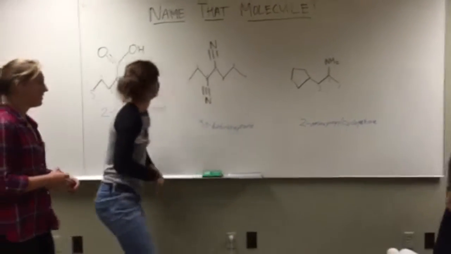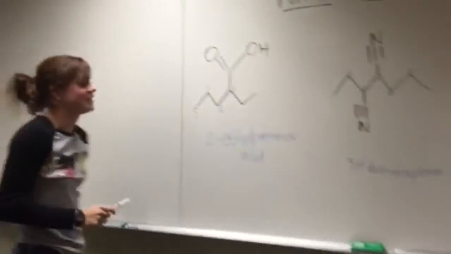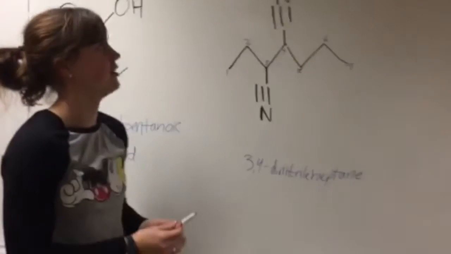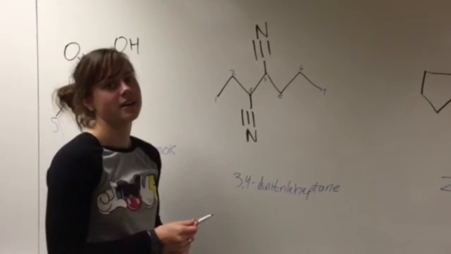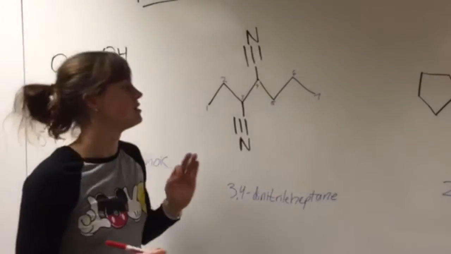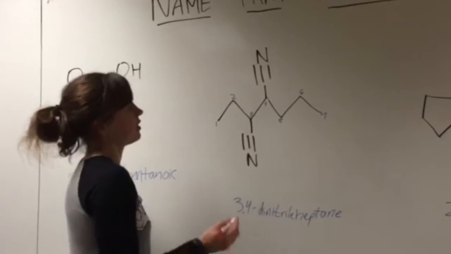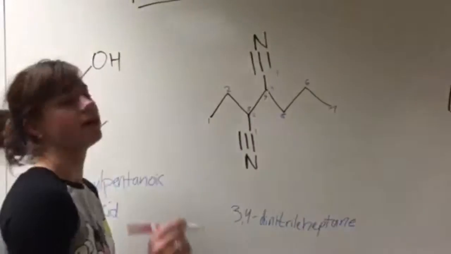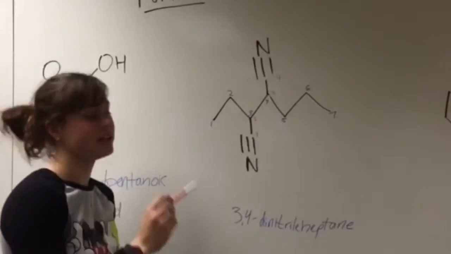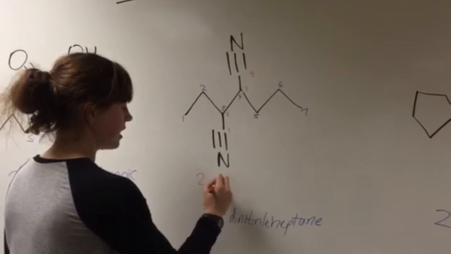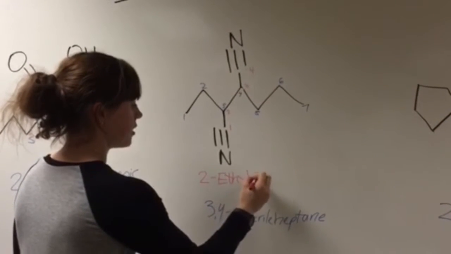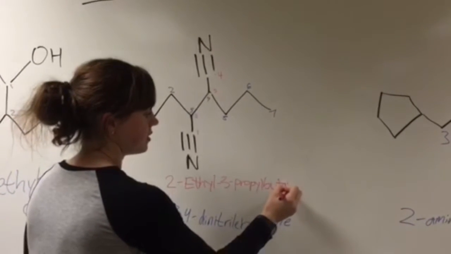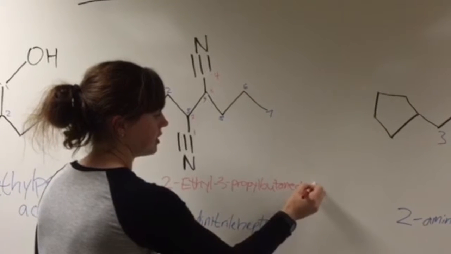All right, Miss Master, grade her, please. All right, so for number 1 here, she was correct. 1 down. Now, for number 2, no. This is wrong. So, in this case, we are going to go this direction because that contains both nitrile groups. So, the correct name for this molecule is 2-ethyl-3-propylbutanedinitrile.